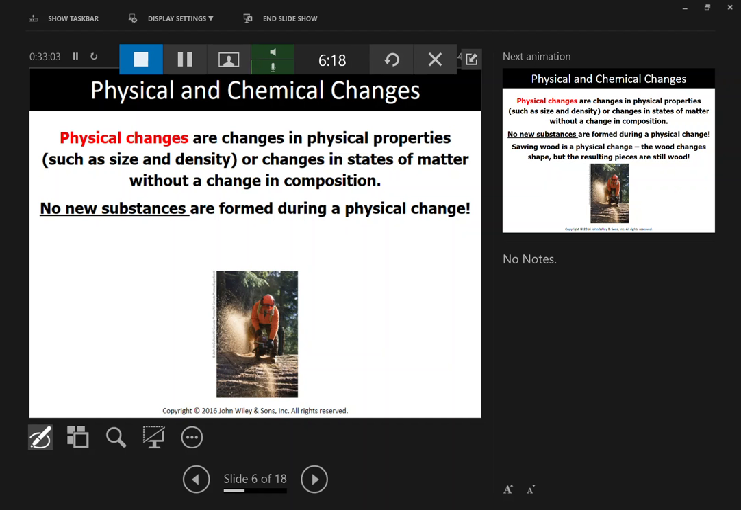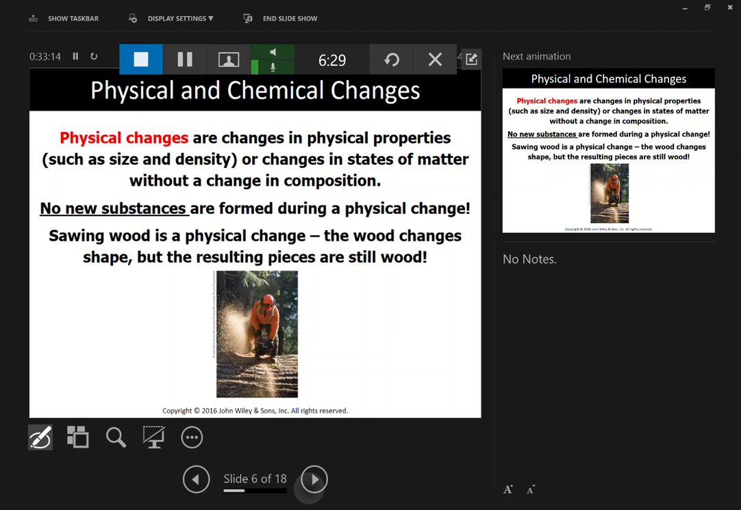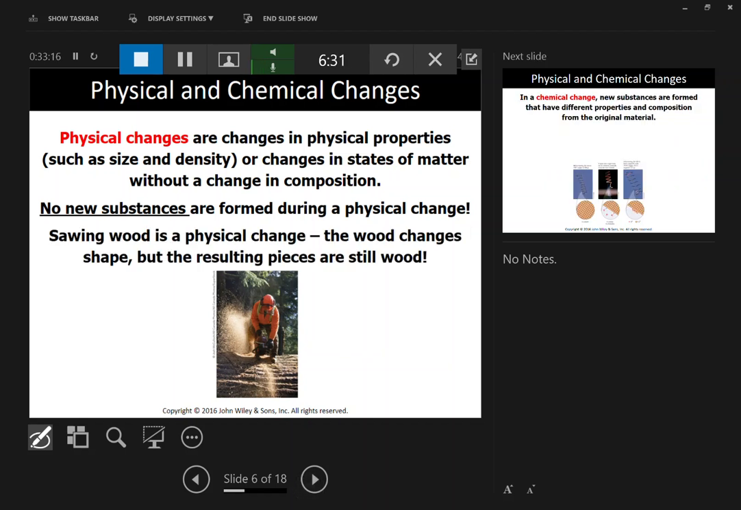For example, on this picture here, cutting wood. When you cut it, the composition doesn't change. It's still wood, just smaller pieces. Or when something evaporates, let's say you boil water, you have steam and you have liquid water. They're both water. It's just the physical state, you're going from liquid to gas, but you still have water. It's still H2O, just the physical state is different.